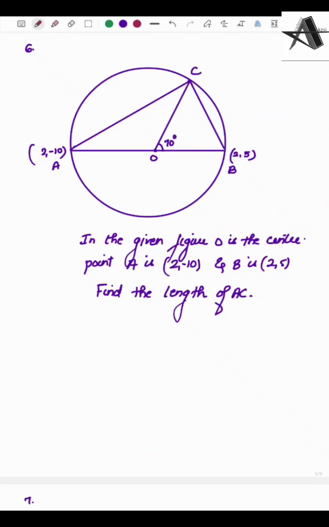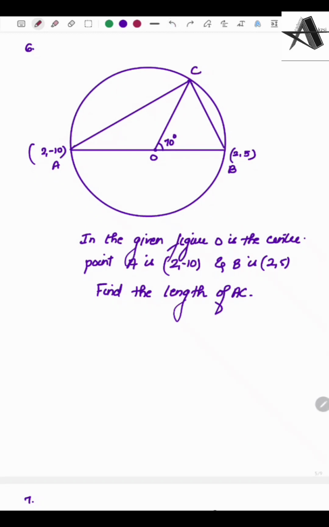Okay, see this question 6. It says in the given figure O is the center. Points A and B are (2, -10) and (2, 5). That means they are the endpoints of the diameter and we have to calculate the length of AC. This length we have to calculate.